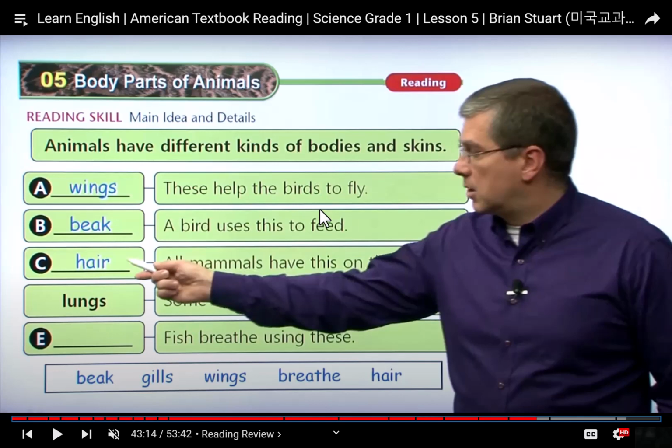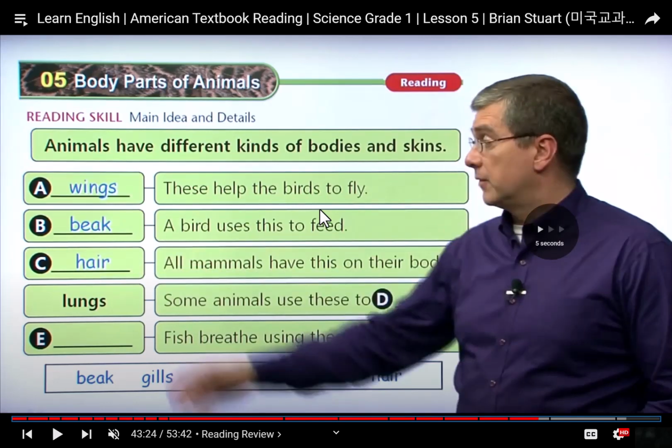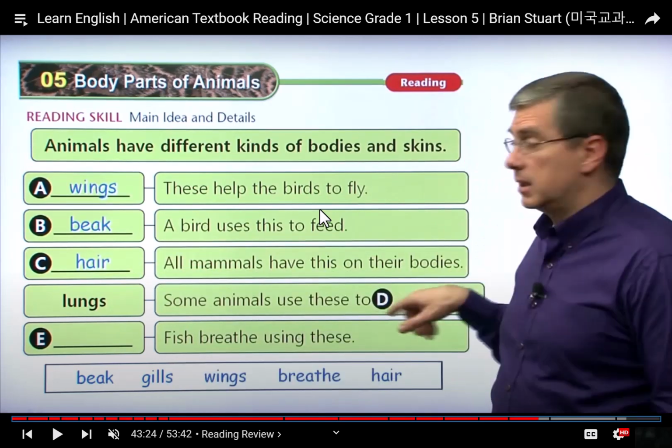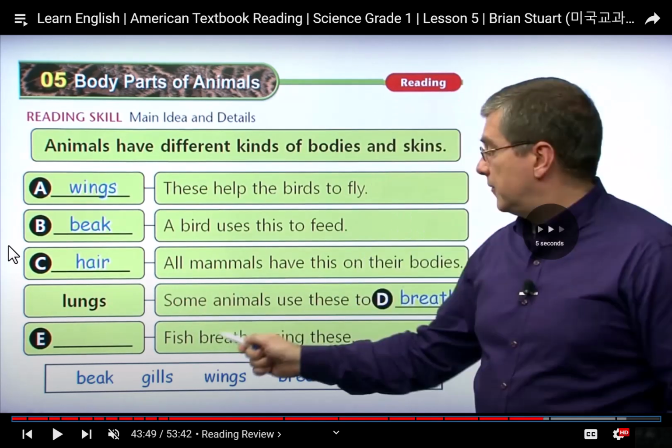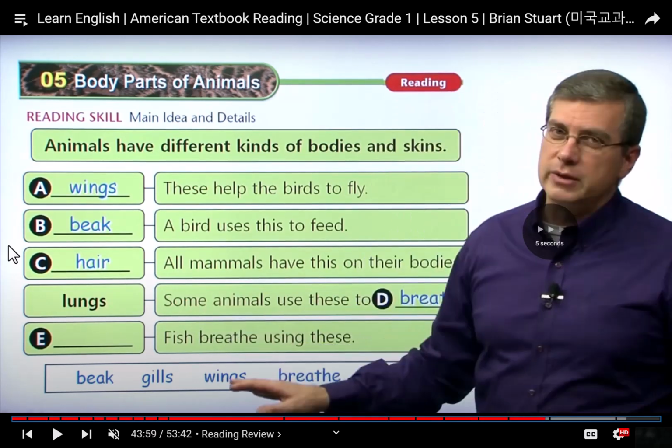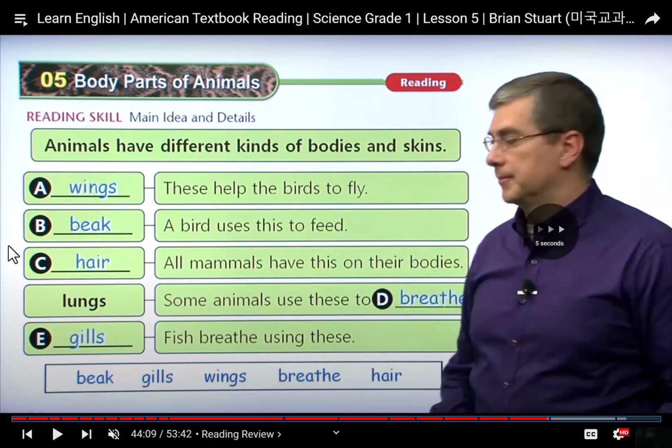All animals have this on their body. Yes, it's hair. Some animals use these too. This is a lung. A lung can help us breathe. Fish breathe using these. So, here we have gills.